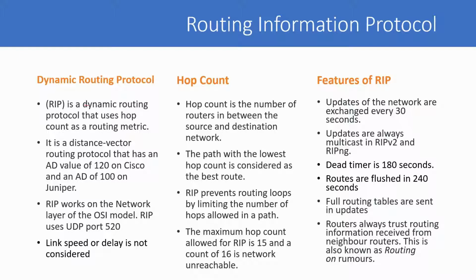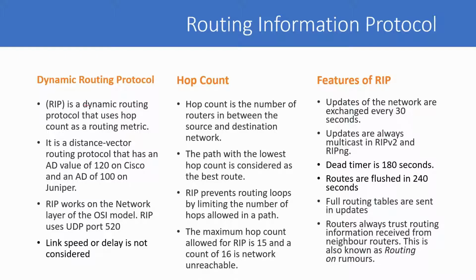As we can see, RIP stands for the Routing Information Protocol. RIP is a dynamic routing protocol that uses hop count as its routing metric. It's also known as a distance vector routing protocol. It has an administrative distance of 120 on Cisco devices and an administrative distance of 100 on Junipers. RIP also works on the network layer of the OSI model, and RIP also uses UDP port 520. We will see some Wireshark captures to show this. Link speed or delay is not considered in RIP.